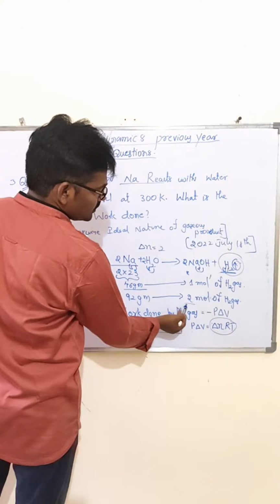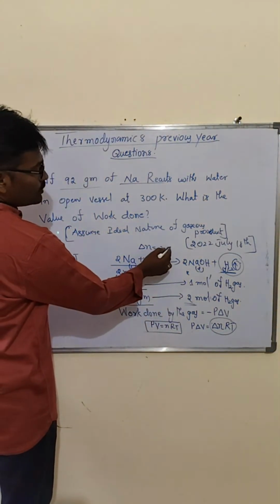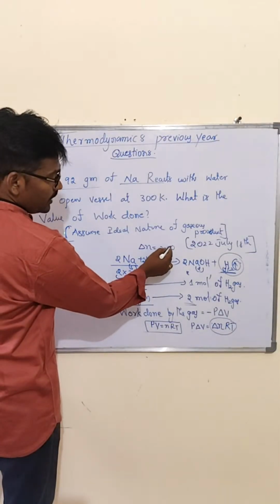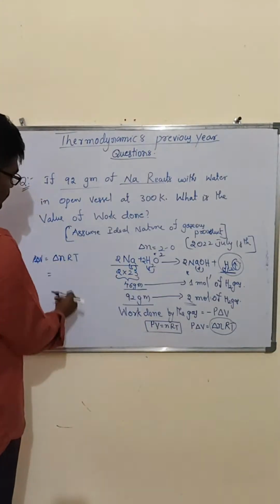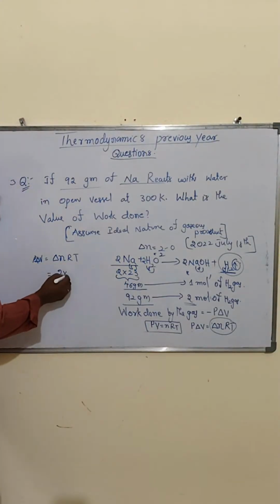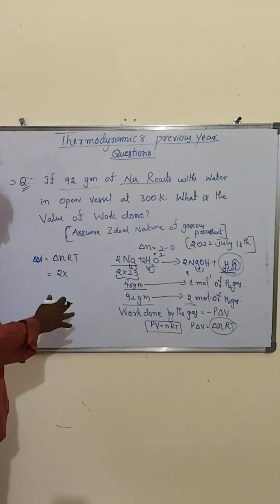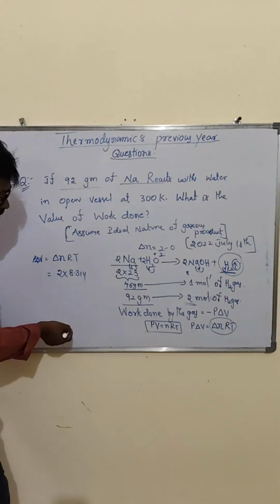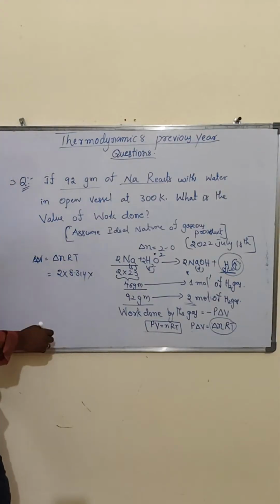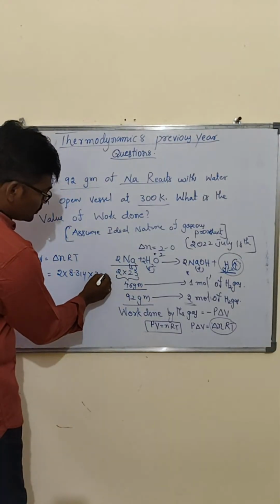Why? Because for the 92 grams, 2 moles will be formed. So 2 moles of gas, and the reactants are 0, so you have to take delta n as 2. So delta n value 2 into R value. Since it is work, you have to take R as 8.314 joules. Then temperature, how much is given? 300 kelvin is given.